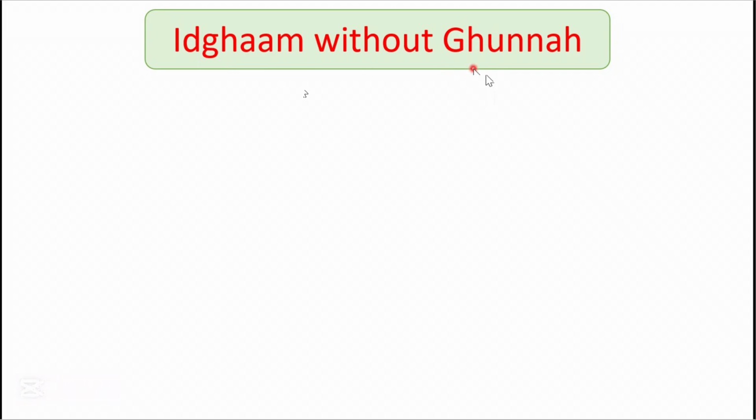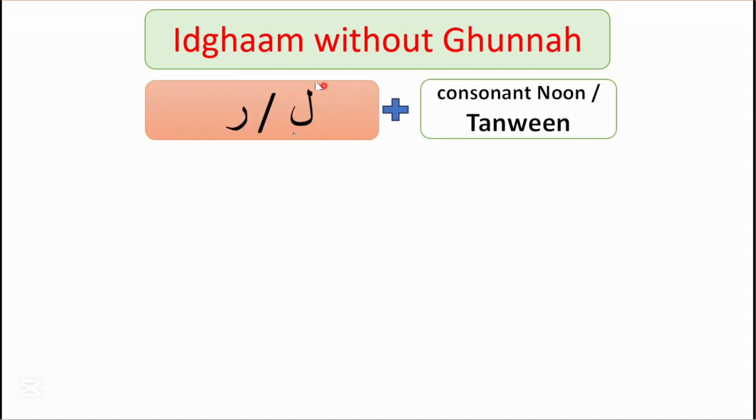You know that idgham means to put or to insert something in another thing. And here in our concept in Tajweed, idgham means to put the sound of one letter, the consonant noon or the tanween, inside the following letter. Idgham without ghunnah happens when the letter noon, the consonant letter noon or the tanween is followed with one of these two letters, the letter lam or the letter ra.